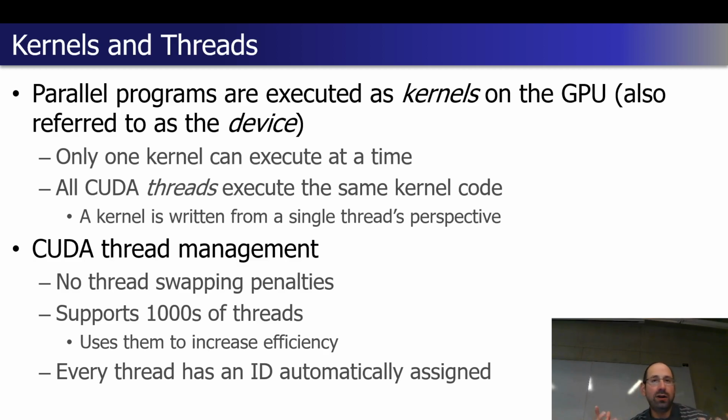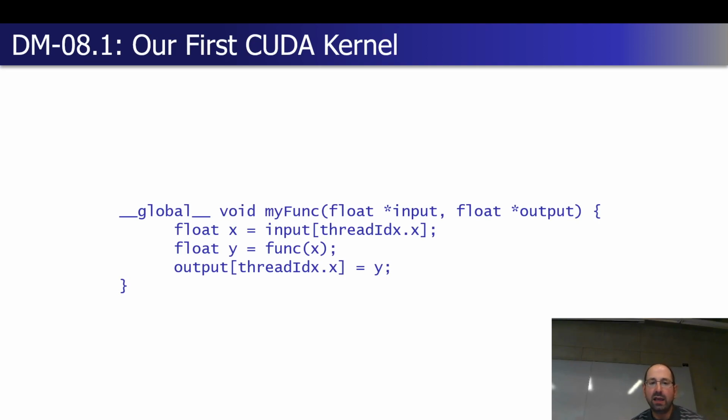You write the code, I'm kind of anthropomorphizing them, but you write the code so that the code is aware on a thread-by-thread basis of what its ID is, and it does that work correspondingly to that thread, or relative to that thread. Here's a very simple example, but in a sense, if you understand this, you're good to go to get started with Hello World. So let's go a little bit slower with this.